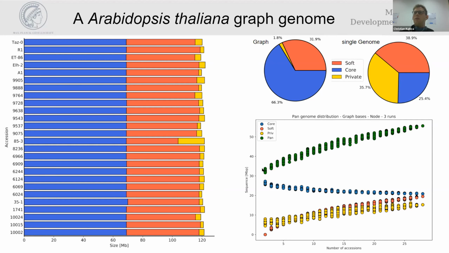Something that's pretty interesting every time we build a graph is looking at the saturation. When we look at the core genome, we see that there's a certain saturation going on. There's not much more sequence being added to the core genome, while the pan-genome itself is more or less steadily increasing. And this more or less steady increase happens because the private variation keeps piling up, at least based on the settings that we are using for graph construction.